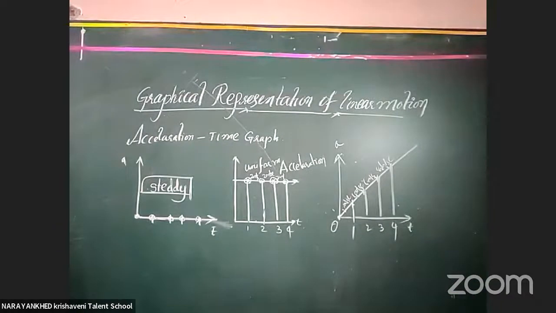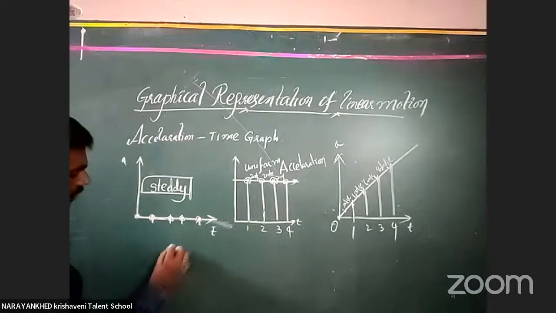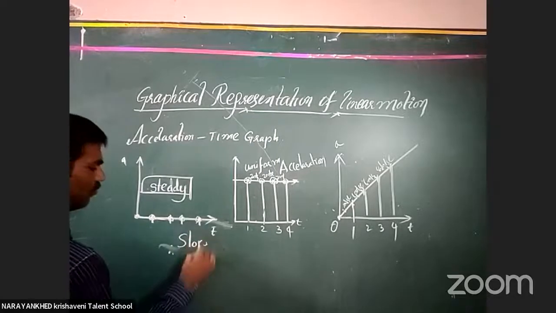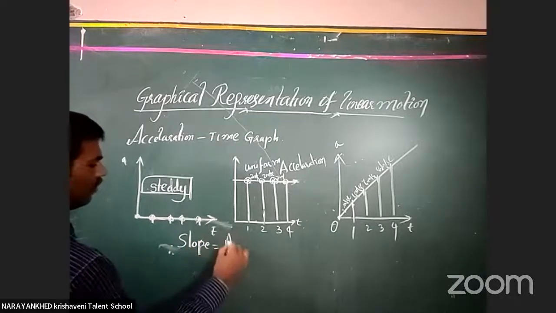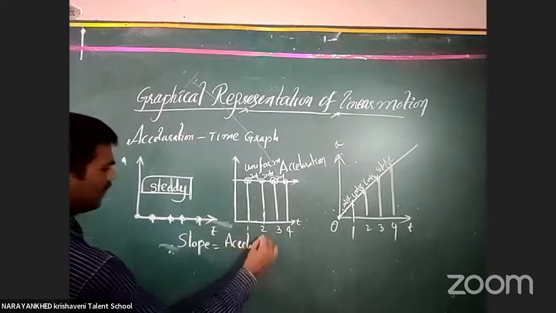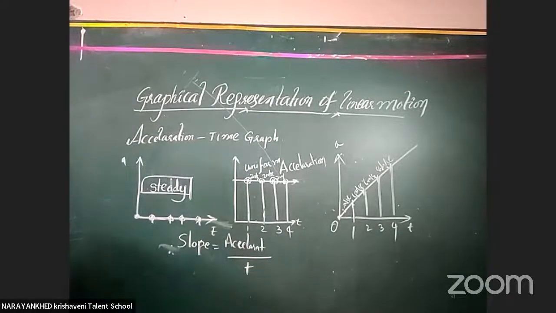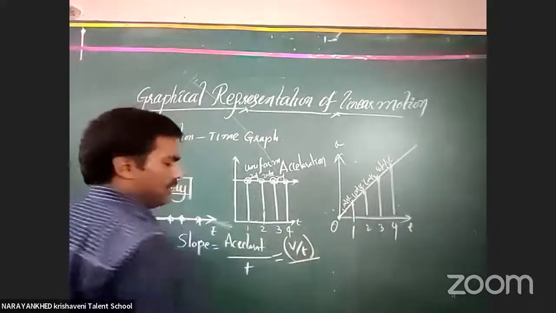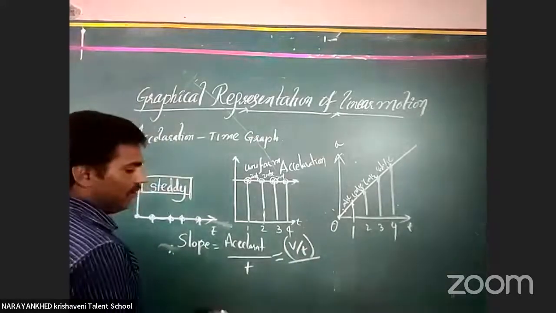And next, after this, what information may come from this graph particularly? The information about velocity comes from this. Acceleration graphs contain the slope. What is the slope of this acceleration graph? Acceleration by time. You know very well, acceleration is written as velocity by time. Okay, clear or not, all the students?